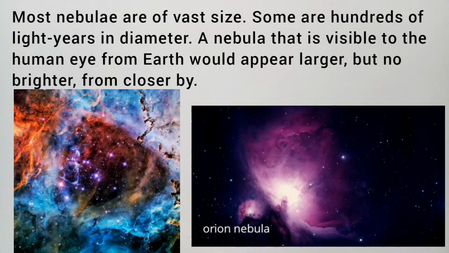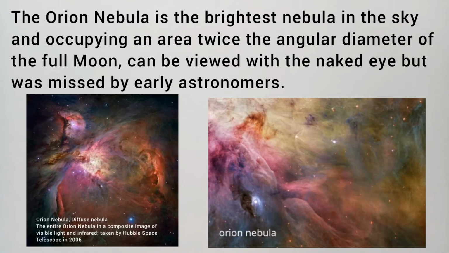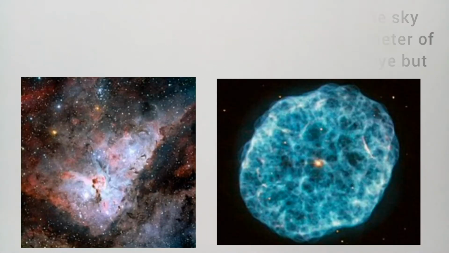Size of nebula. Most nebulae are of vast size. Some are hundreds of light-years in diameter. A nebula that is visible to the human eye from Earth would appear larger, but no brighter, from closer by. The Orion Nebula is the brightest nebula in the sky, occupying an area twice the angular diameter of the full moon. It can be viewed with the naked eye but was missed by early astronomers.